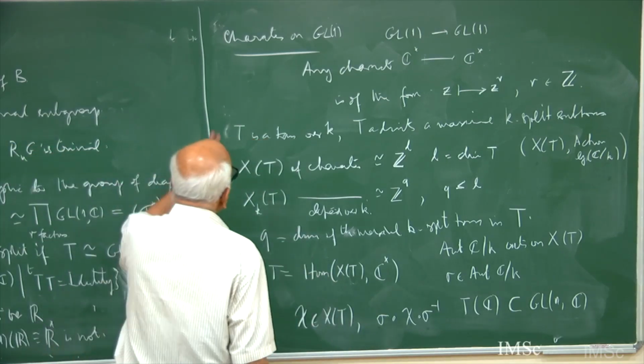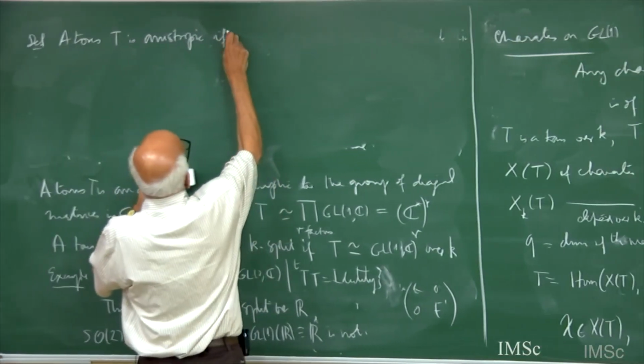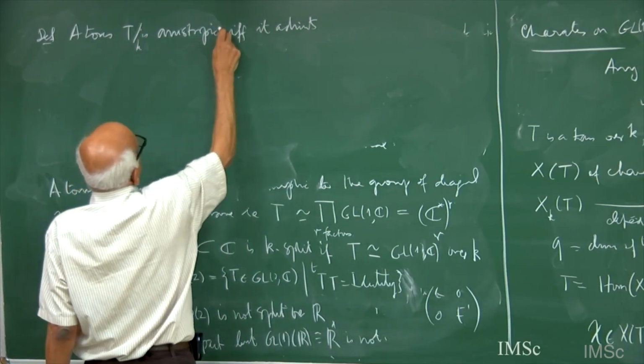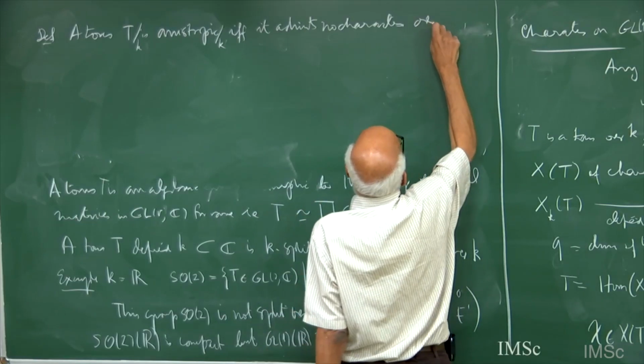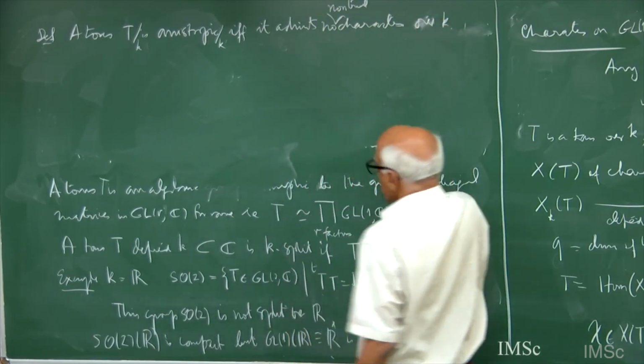Okay. Now, finally I make a definition. A torus T over K is anisotropic over K if it admits no non-trivial characters over K. Okay, that's an anisotropic torus.